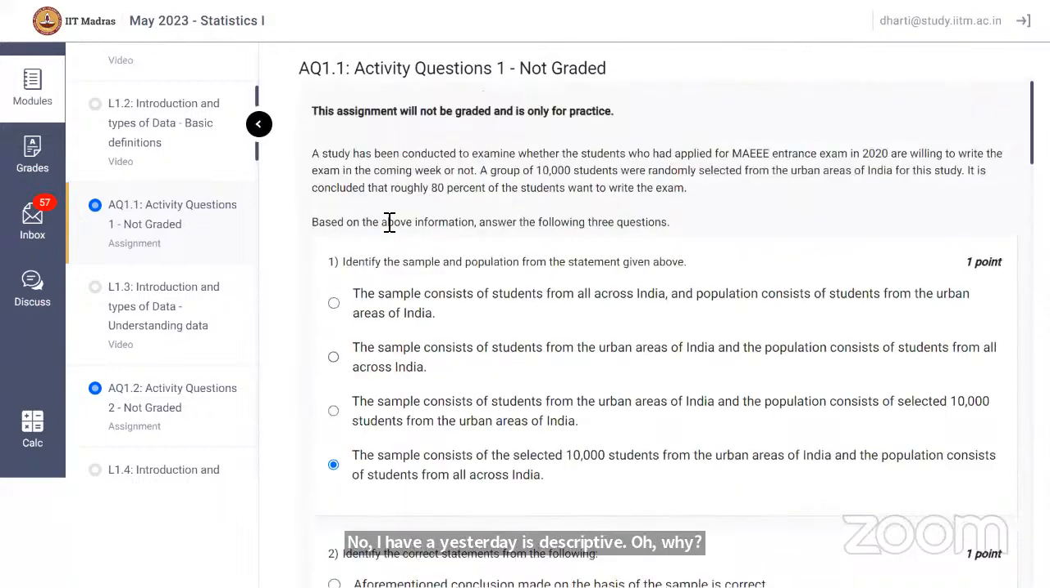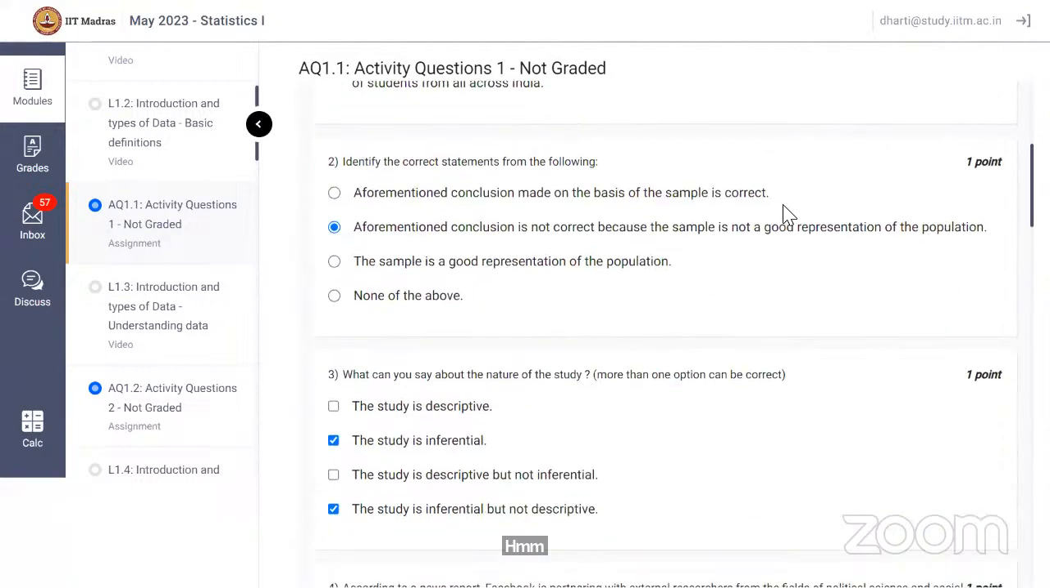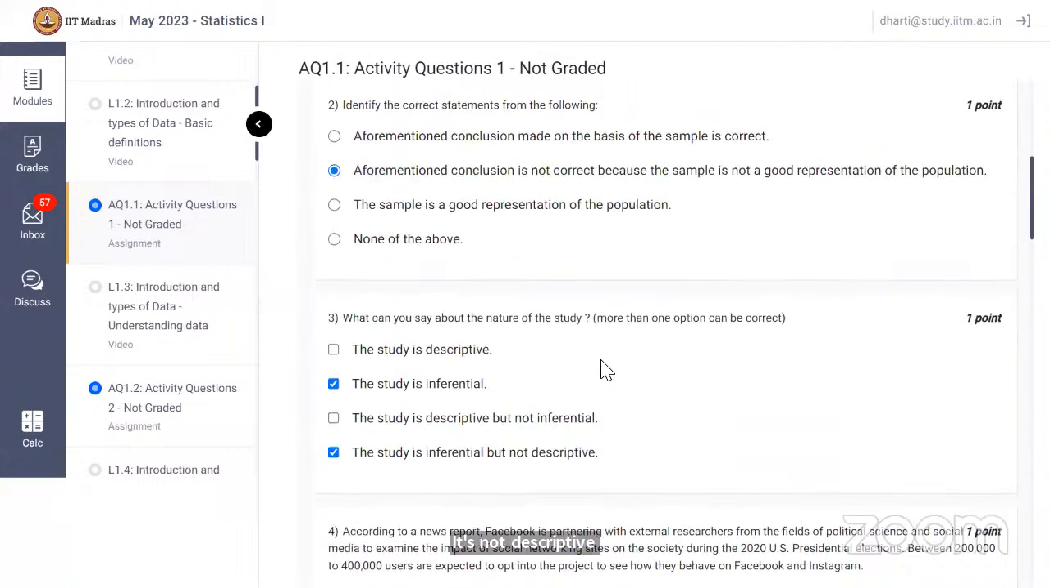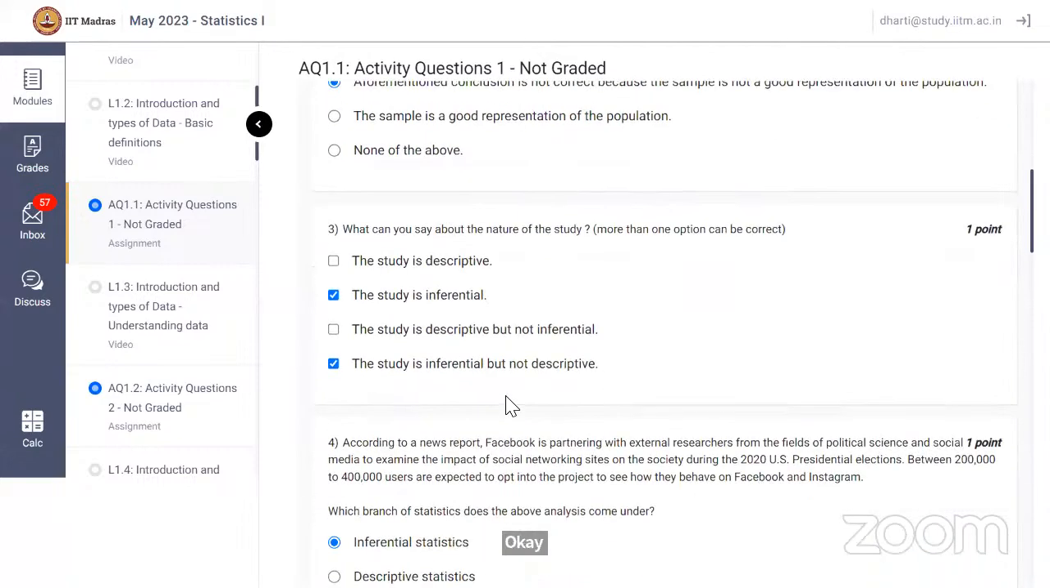Question number 3 is based on this information only, and this is inferential because you are claiming about the whole population of students who have applied for this, and you have studied only 10,000 students. So this kind of study is inferential. It's not descriptive. Yeah, this is question number 3: what can you say about the nature of study?